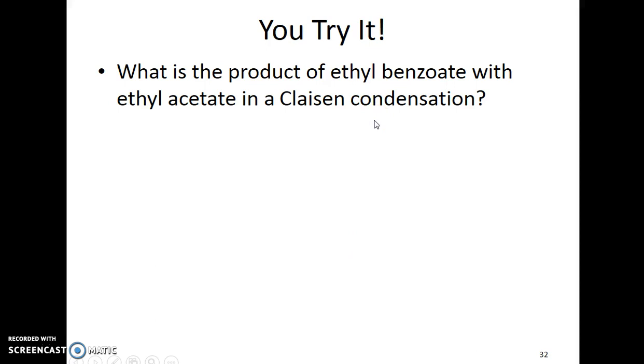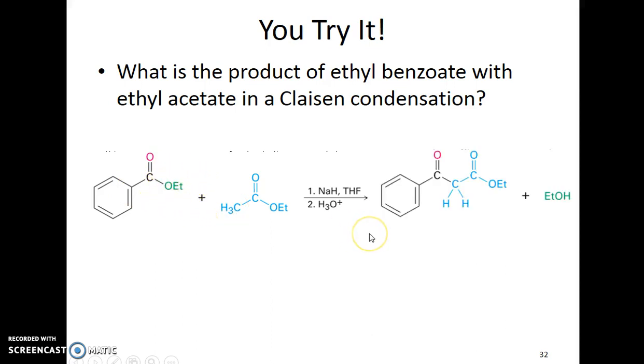So now you try to figure this out. What is the Claisen condensation product of ethyl benzoate with ethyl acetate? Well, the first thing that you need to do is write ethyl benzoate and ethyl acetate. Here we go. Here we have a base deprotonating this nucleophile. This is going to be the nucleophilic enolate. No alpha hydrogen. So the ethoxide gets taken off and tacked onto the alpha carbon. That is the product.